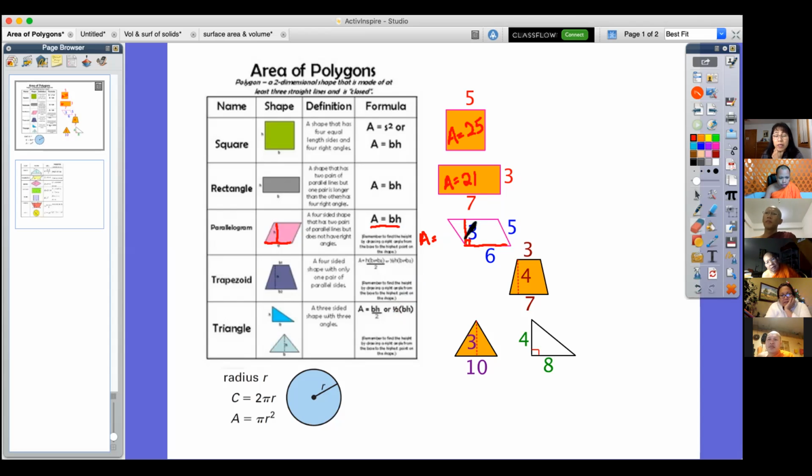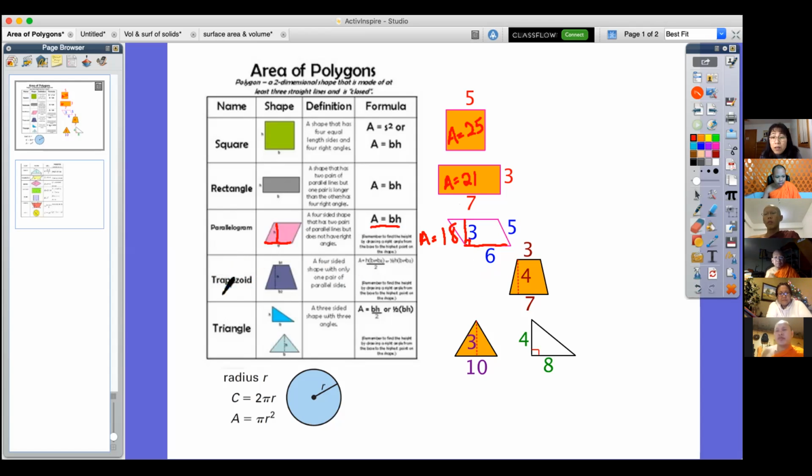What's your base? What's the length of your base? How long is your base? Is it 6 or 5? What is my base? 6. Good. Excellent. What's my height? High. 3. Okay, so what's 6 times 3? So right here tells you 6 times 3. So what is 6 times 3? 6 times 3. No calculator, this one they don't let you use a calculator, it's easy. 18.